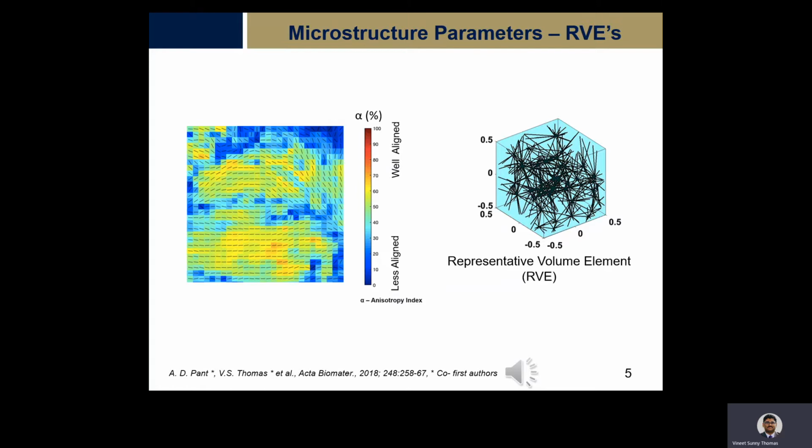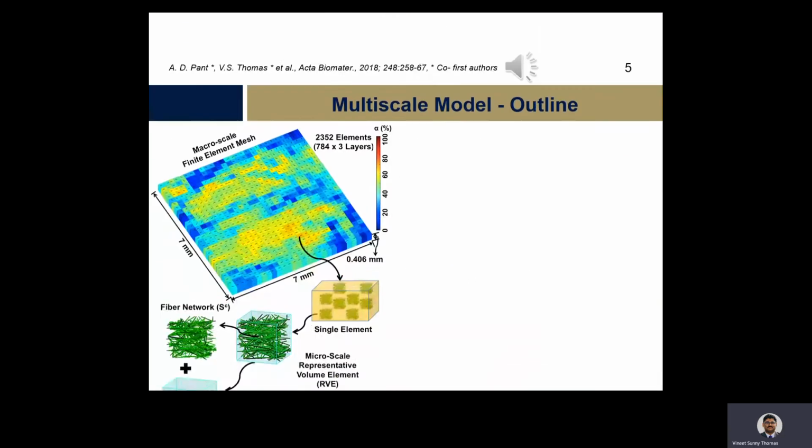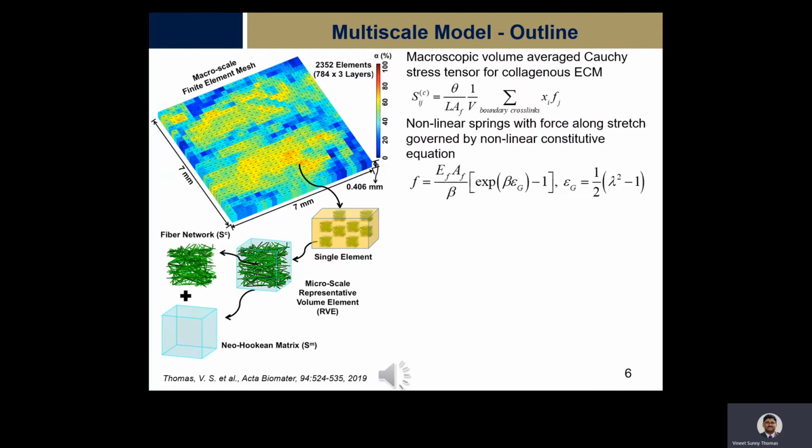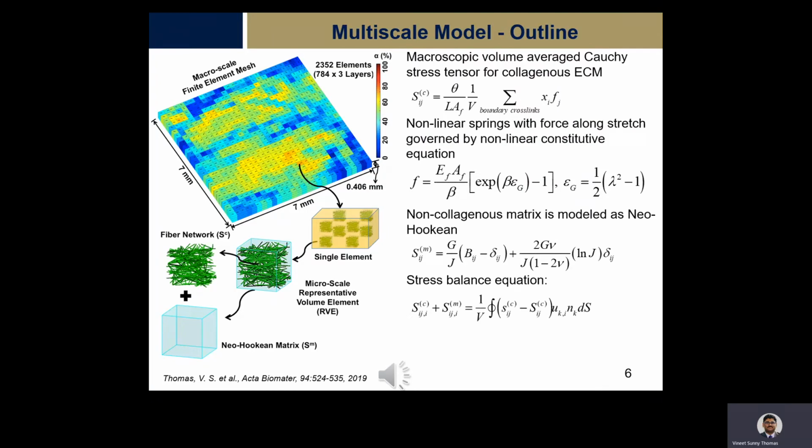Using the network details, we generated a three-dimensional volume element that represents the collagenous and non-collagenous part of the tissue. We generated a three-dimensional finite element model with a mesh size same as the resolution of the SALS scan. The RVEs were then arranged to match the network arrangement in the SALS scan image. The final stress balance equation includes contribution from both collagenous and non-collagenous part of the tissue.